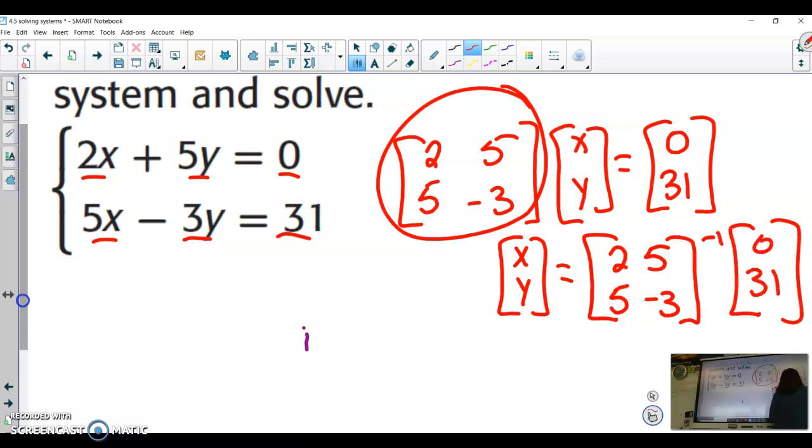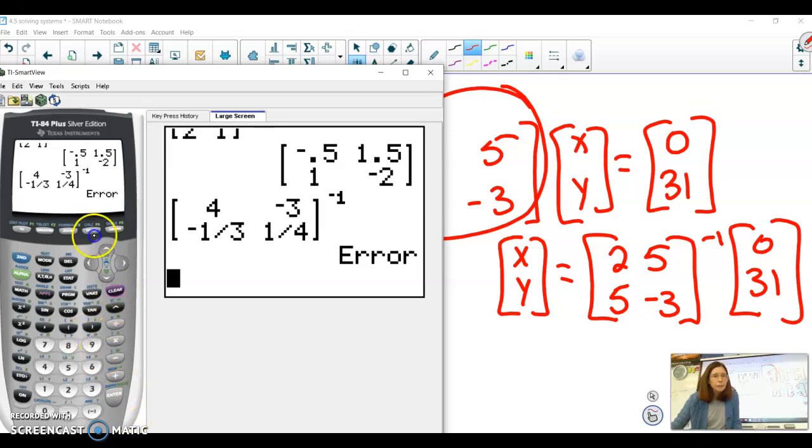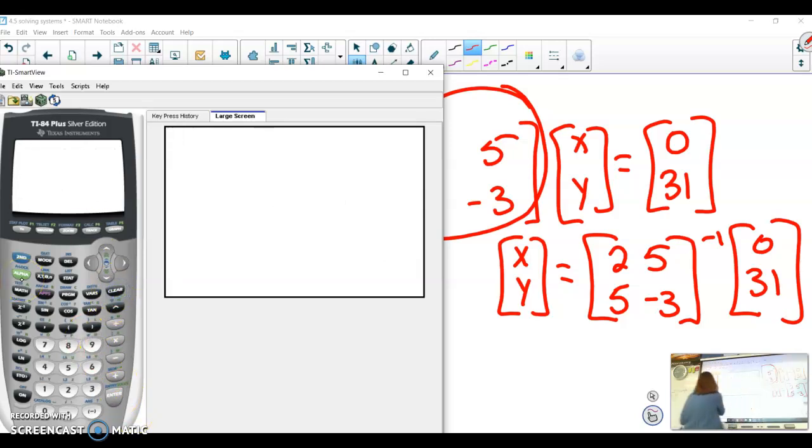So I'm going to take the inverse of this matrix times the constant matrix. So on my calculator, and please do this with me on the calculator, just for the practice, we're going to do Alpha Zoom. Oops, sorry, I have a marker in my hand here.